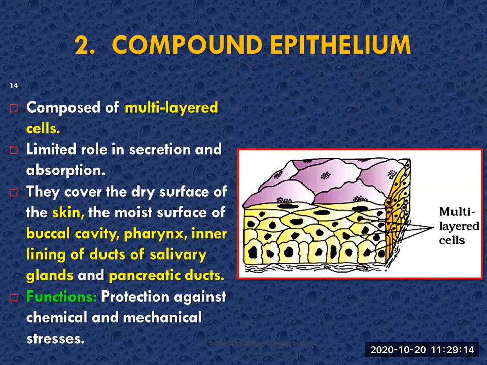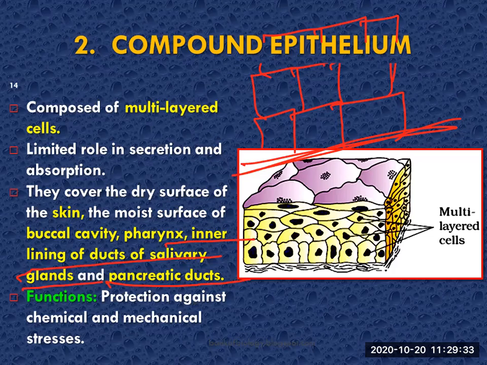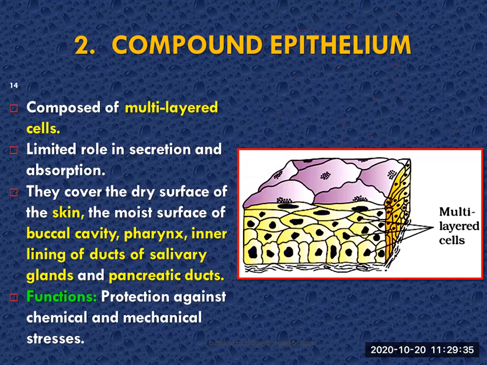Stratified cuboidal. The cube-like cells are present in multiple layers. We say stratified cuboidal. That stratified cuboidal epithelium is present in the pancreatic ducts and the inner lining of ducts of salivary glands.